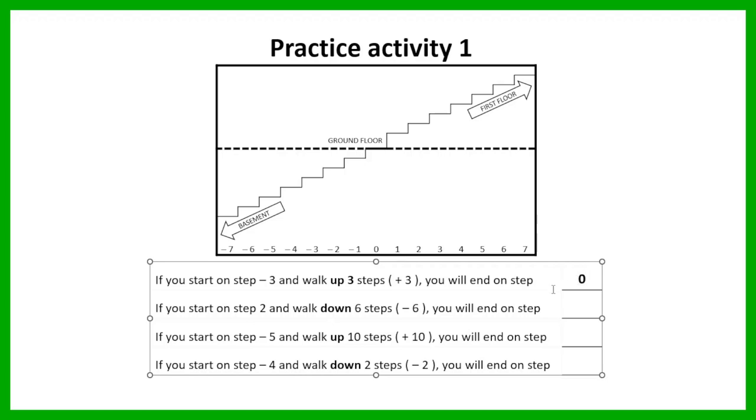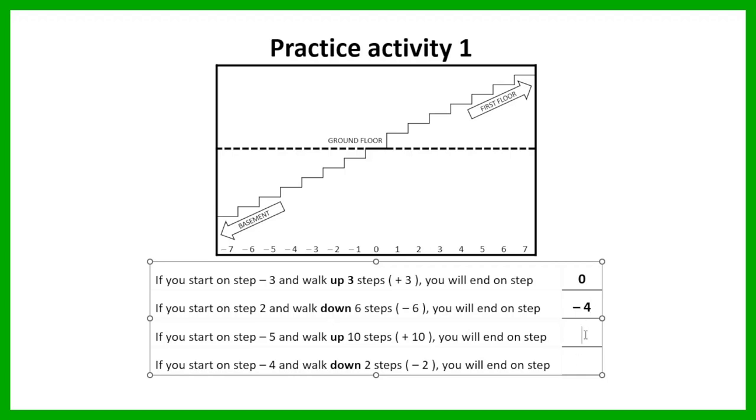Okay, the next one, if you start on step 2, so that's over here, and you walk down six steps, so we're going to go 1, 2, 3, 4, 5, 6. So we went from 2, -6, and we ended up over here on step -4. That is four steps below zero. So that is what you should have got for this one over here.